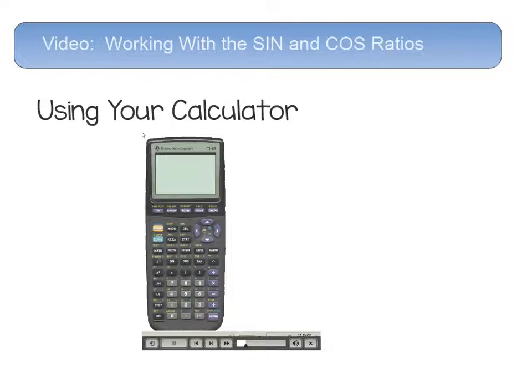Make sure your calculator is on. Press second function, cos. You must use the inverse function since we're going from the ratio to the angle. Now we will type in the ratio of 0.6789. Close the bracket and press enter.